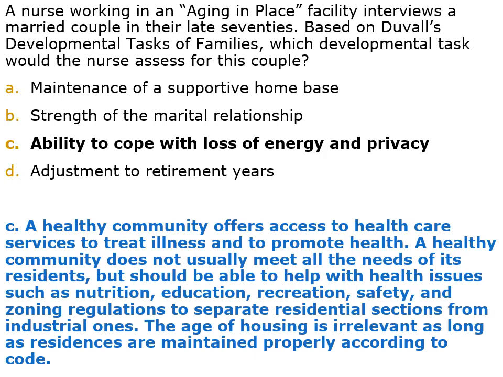C is the correct choice. A healthy community offers access to healthcare services to treat illness and promote health. A healthy community does not usually meet all the needs of its residents, but should be able to help with health issues like nutrition, education, recreation, safety, and zoning regulations to separate residential sections from industrial ones. The age of housing is irrelevant as long as residents maintain properly according to the code.